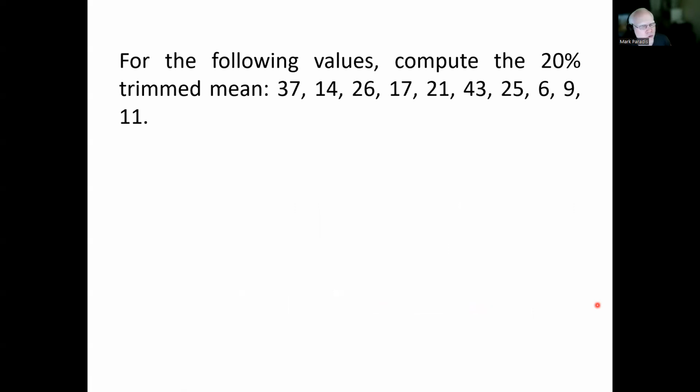So let's try the 20%, but this time I want you to try. It's the same data set, the same set of numbers that we had before, 37 through 11 here. But this time, rather than doing a 10% trim mean, where you got rid of the smallest 10% and the largest 10%, and then calculate the average off of what is remaining, let's give it a try with the 20%. So pause it, calculate what you think the answer is, and then come back when you're ready.